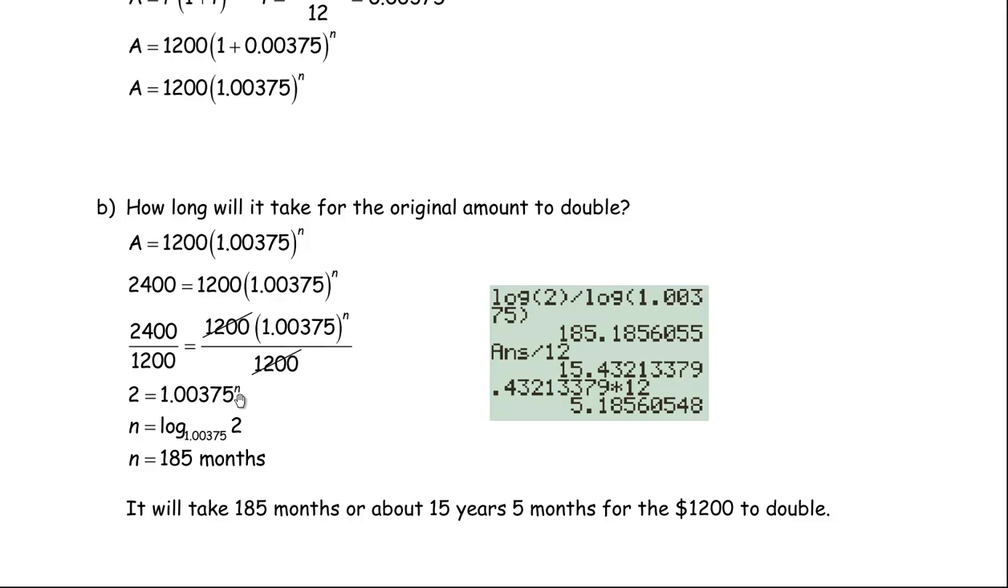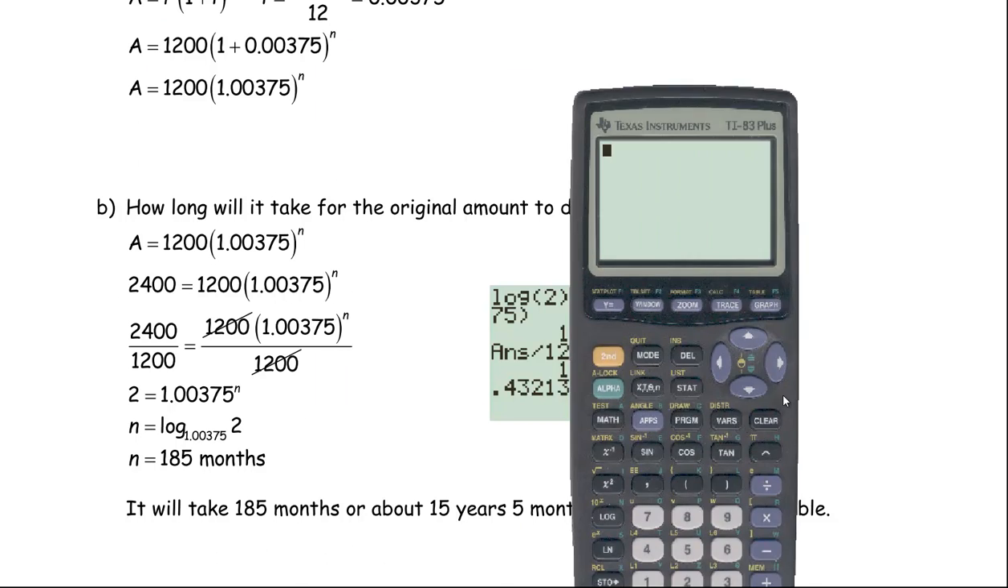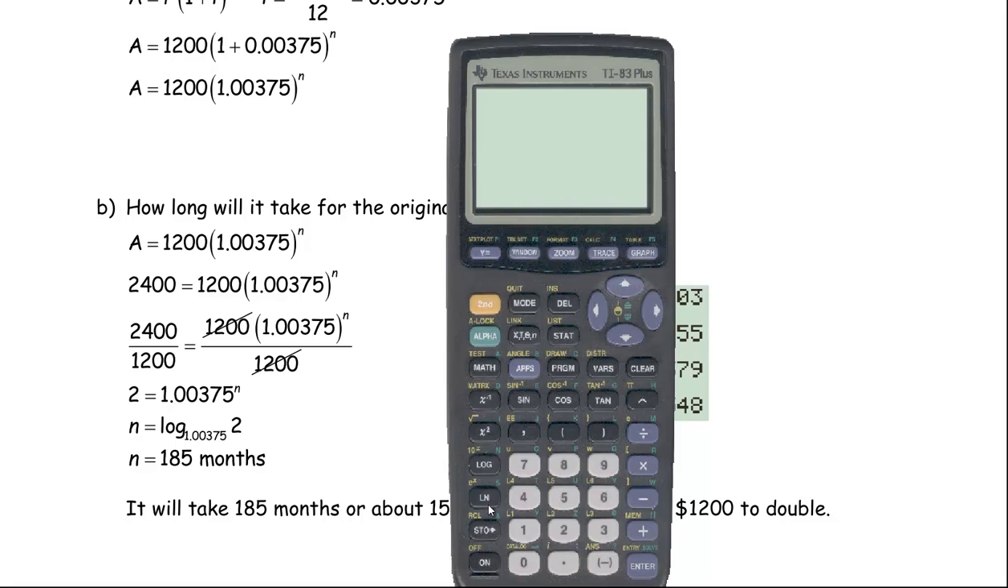So to solve for n, n's in the exponent, so we need a log. So n would equal the log of 2 base 1.00375. Remember, the base of the exponential form, or the power, is the base of the logarithm. I've got this over here anyway, but I'll show it just once again. So the log of 2 divided by the log of 1.00375 is 185 months. That'd be months because my time's in months.